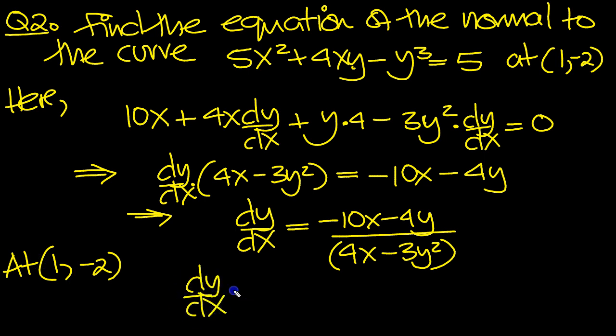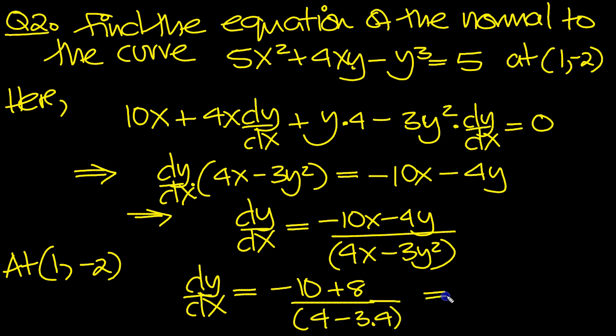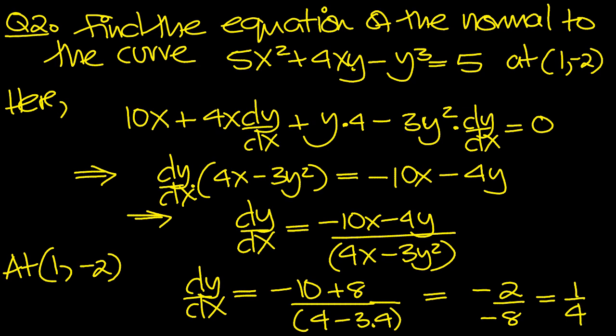So at the point (1, -2), what does dy/dx equal? That's the gradient of the tangent at this point when x is 1. So it's minus 10 times 1, minus 10, minus 4 times minus 2 is plus 8, over 4 times x, which is 4 ones of 4, minus 3 lots of y squared, and minus 2 squared is 4. So on the top we've got minus 2, 4 minus 12 is minus 8. So we end up with minus over a minus is a plus, so that's a quarter. That's the gradient of the tangent.